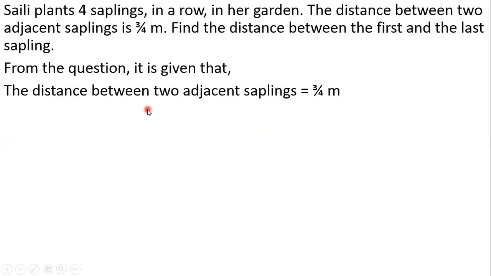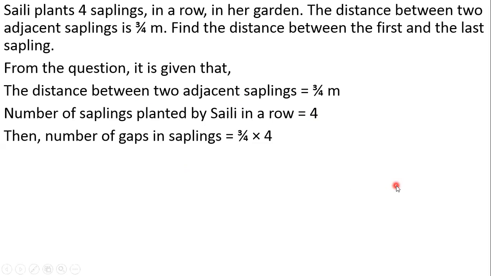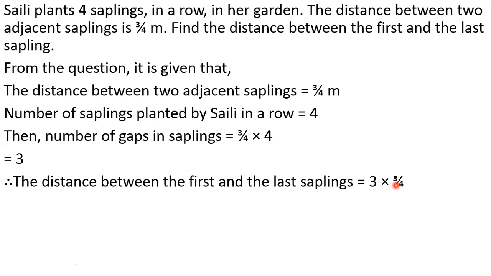From the question, it is given that the distance between two adjacent saplings is 3 by 4 meter. Now what are we supposed to do? We are supposed to find how many saplings she has planted. She has planted 4 saplings. Now we are supposed to find out the total distance. The number of gaps would be multiplied by 3 by 4, so the distance would be 3 multiplied by 3 by 4.